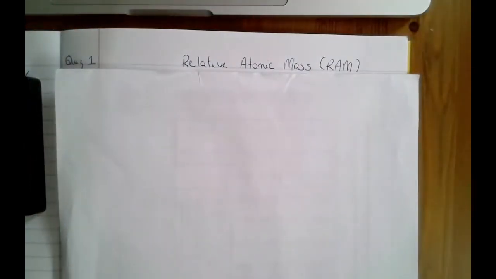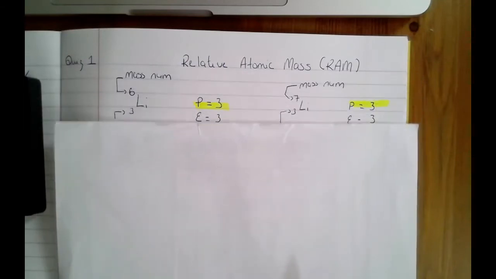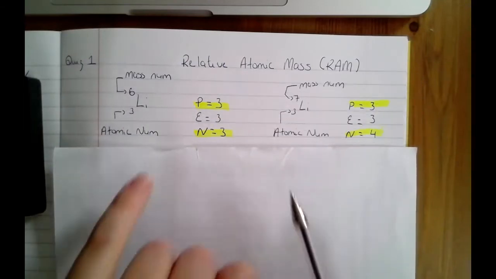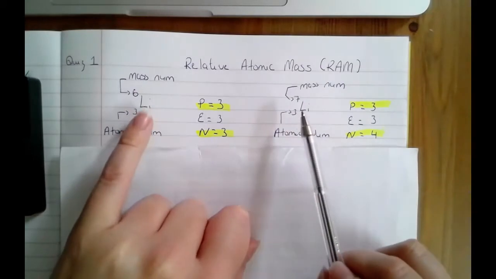So the first calculation we're going to look at is relative atomic mass, which can come up on paper 1 or on paper 2. Before looking at the calculation, we're just going to briefly look at where the calculation comes from. Here I've drawn out two different atoms of lithium.